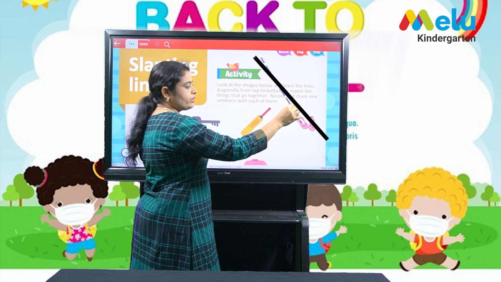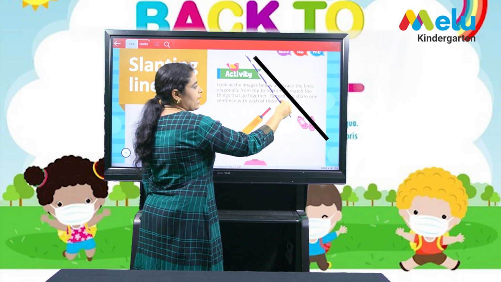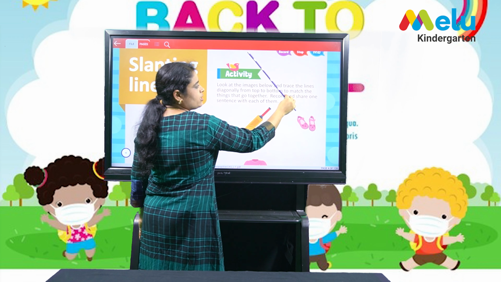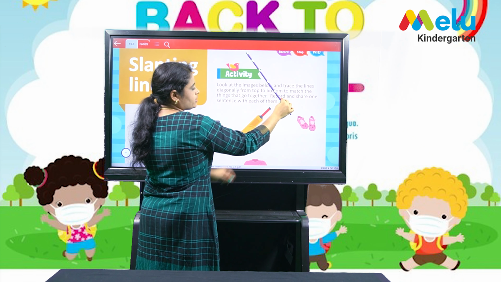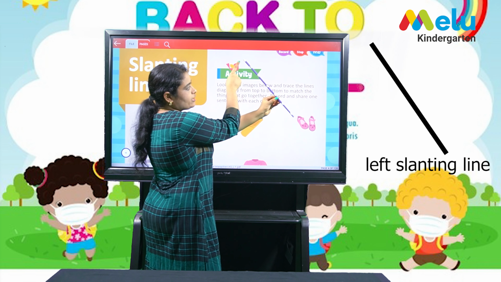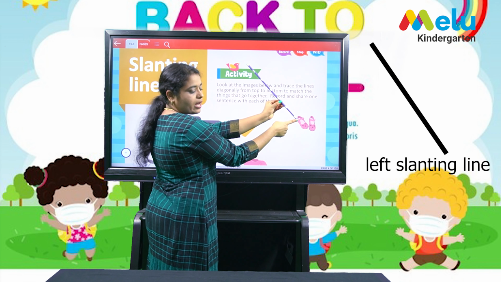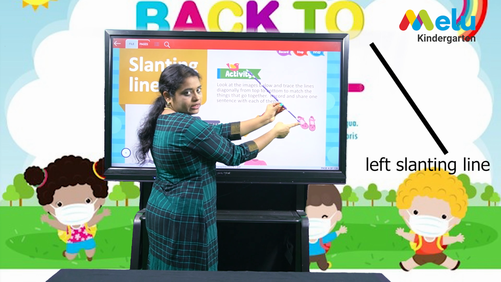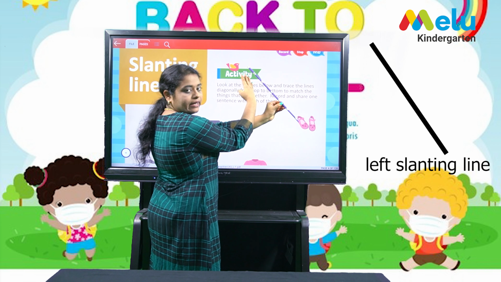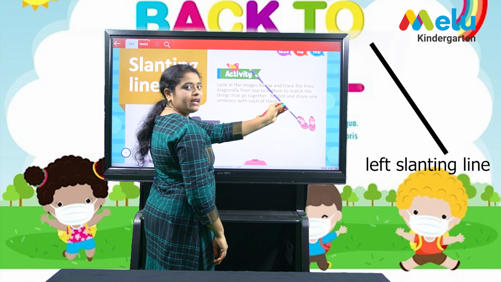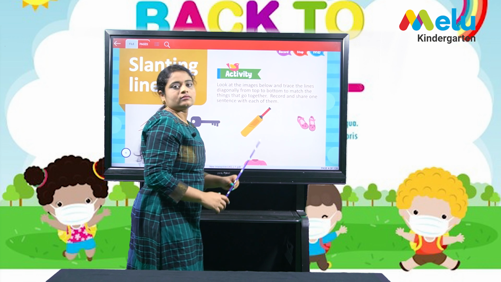So, I will show you with the stick. So, it is slightly bending towards our left side. Yes, children. So, this is the left slanting line. Starts from the left hand side top and comes down to the right bottom. And it is slanting towards our left side. So, it is called a left slanting line.